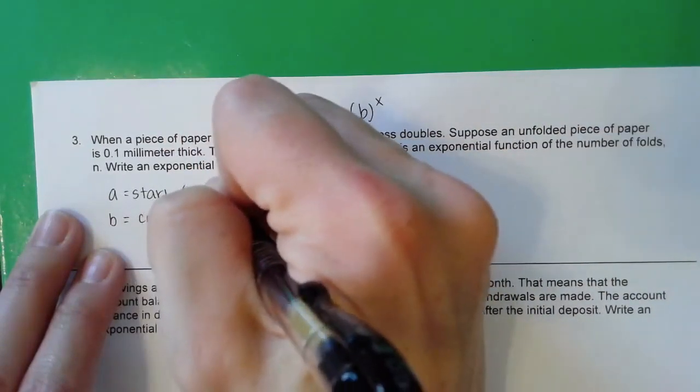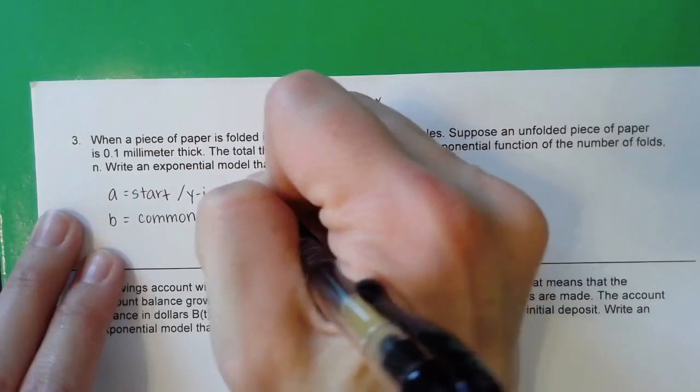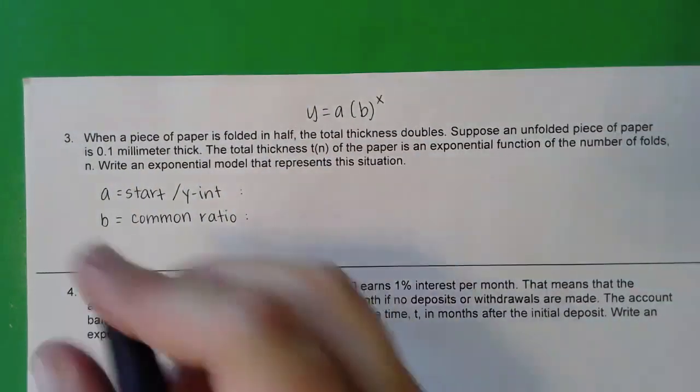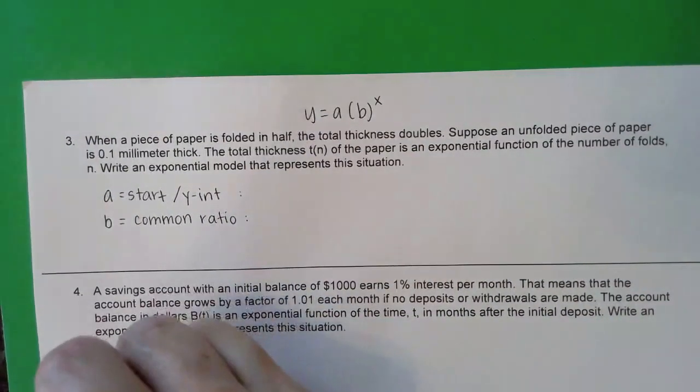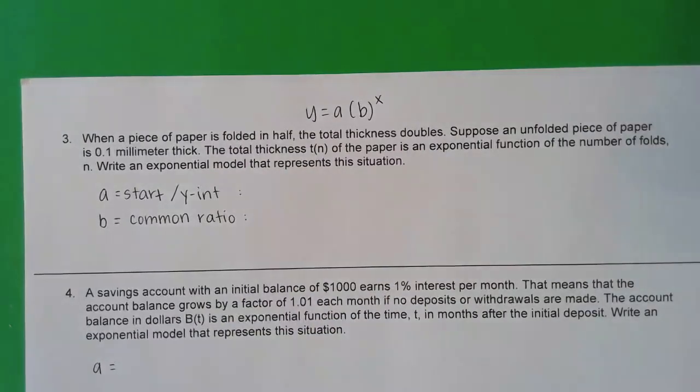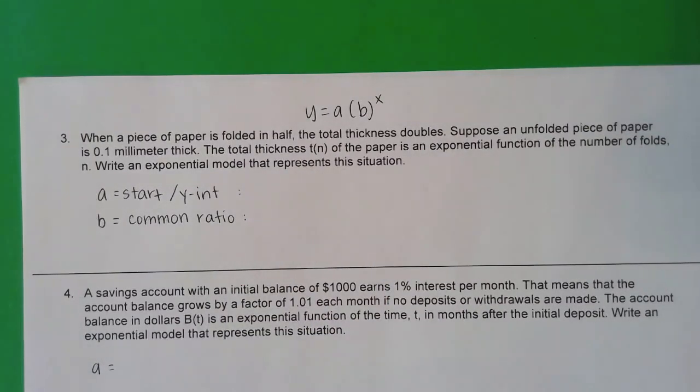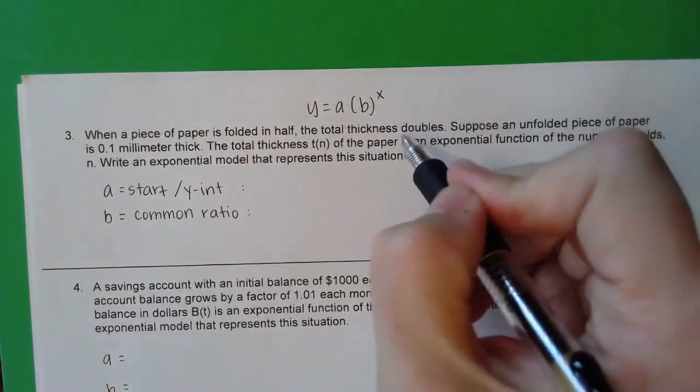You also want to think about the fact that the a is also your y-intercept. So for these two problems, we have to figure out what the a is, and we have to figure out what the b is, and then we can use that to write the equation. So in the first one, it says you're taking a piece of paper and you're folding it in half, and every time you fold it in half, the thickness of the paper doubles.